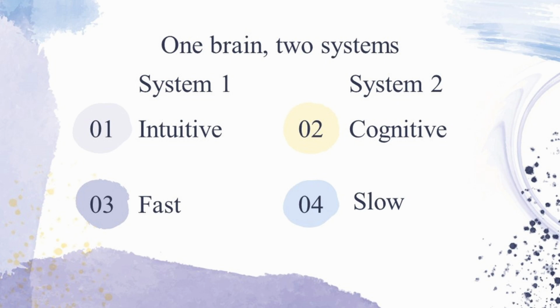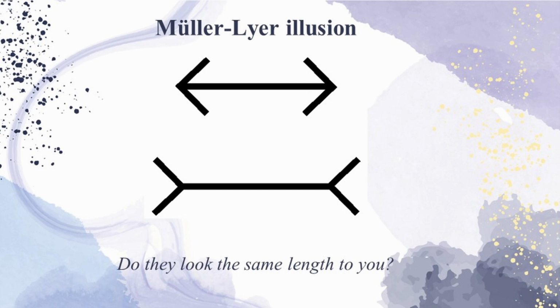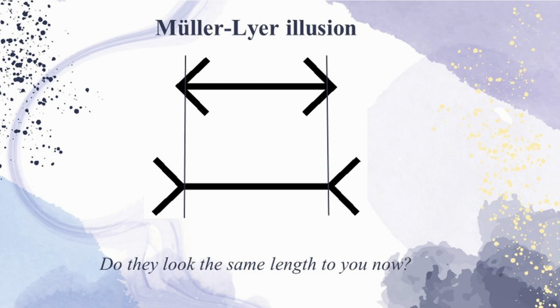So how does that work? One of the examples used in the book is called the Mueller-Lyer illusion. On the screen, you will see two lines, each with two arrows at the end. Do they look the same length to you, or does one of them look longer? I suppose most of you would choose the bottom one, right? The second one looks longer. What about this? I add a line to the diagram. Does the second line look longer to you now?